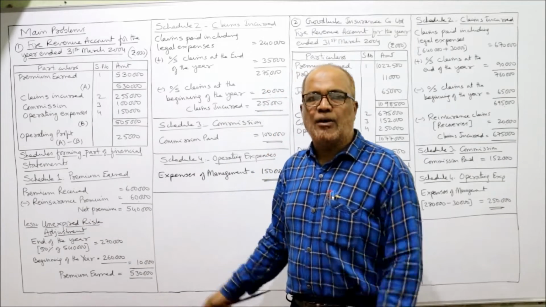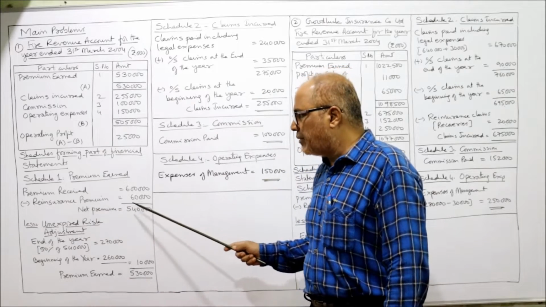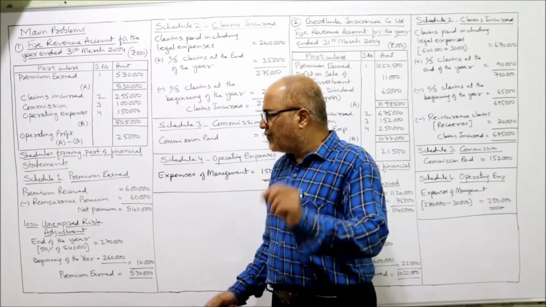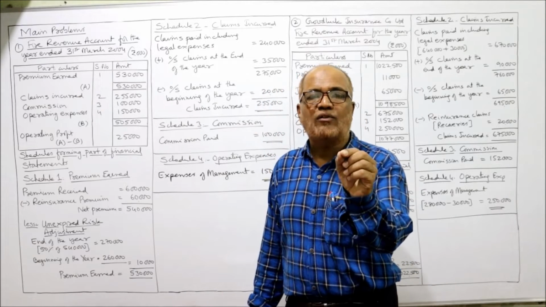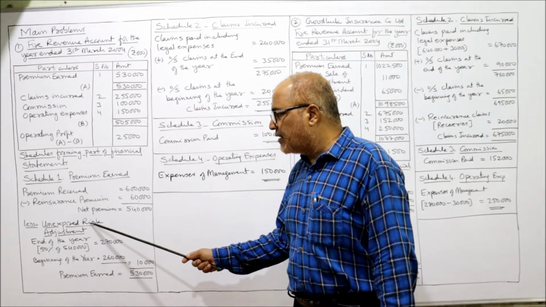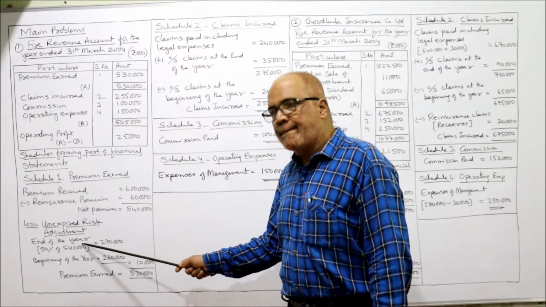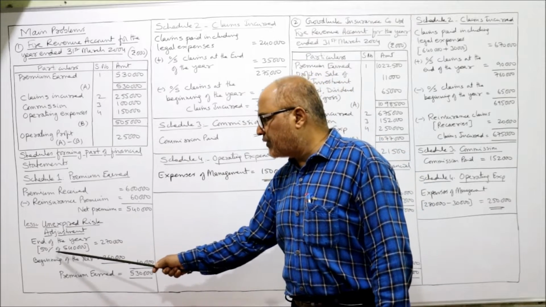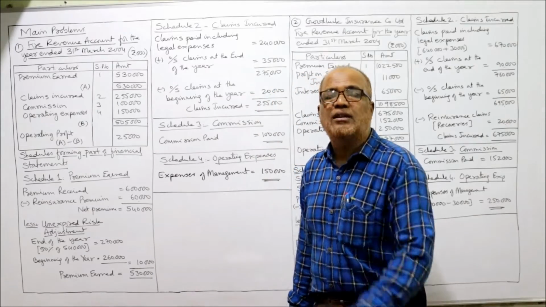Premium received is given in the problem. From premium received, deduct reinsurance premium. So 6 lakh minus 60,000 is 5,40,000. 5,40,000 is called net premium. And in the last sentence, it is given that 50% of net premium should be transferred to reserve for unexpired risk. So unexpired risk adjustment. Now at the end of the year, 50% of 5,40,000 net premium is 2,70,000, and the beginning of the year 2,60,000 is given in the problem.